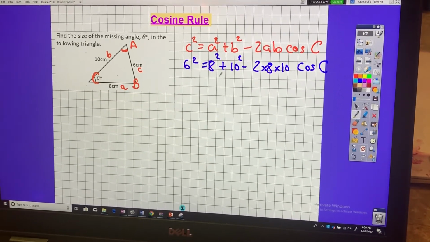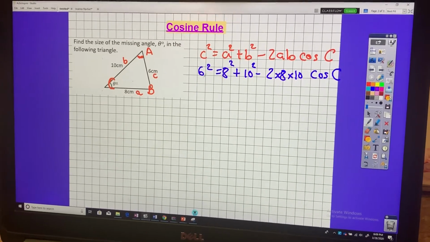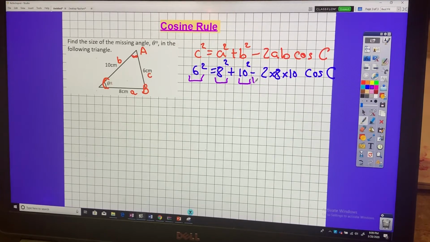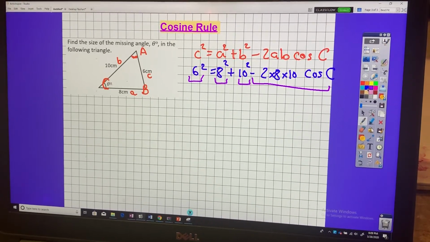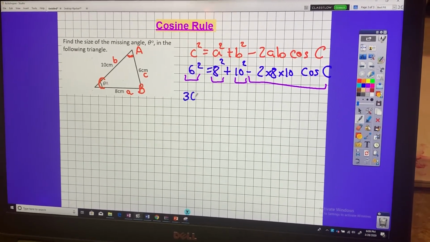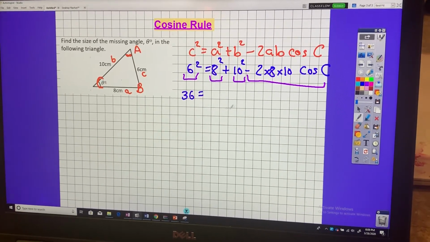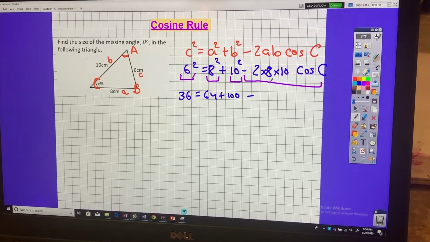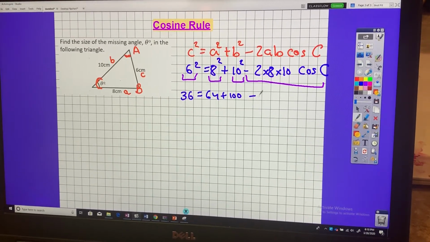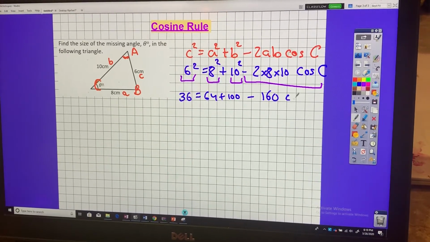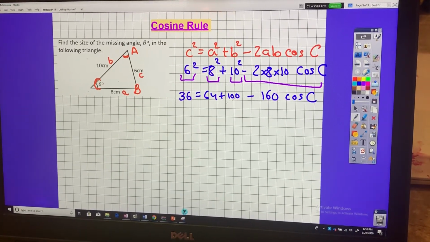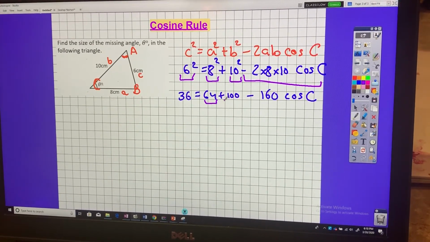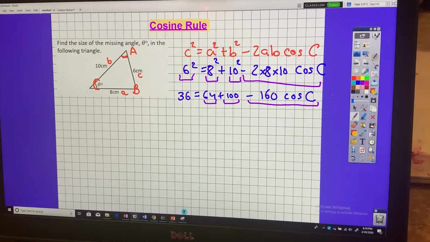Now, just a reminder, you can do this in your exam or in your working out if it helps you. This is a separate term, separate term, separate term, and with the minus, this is a separate term. So 6 squared is 36 equals 64 plus 100 minus 2 times 8 times 10, which is 160 cos C. Now again, just a reminder, this is a separate term, and a separate term, okay?